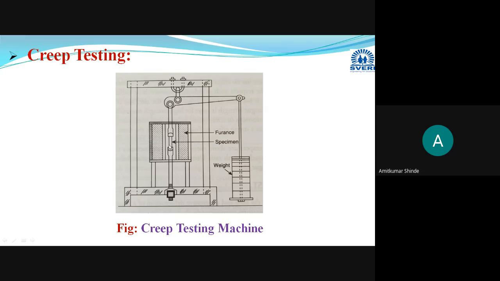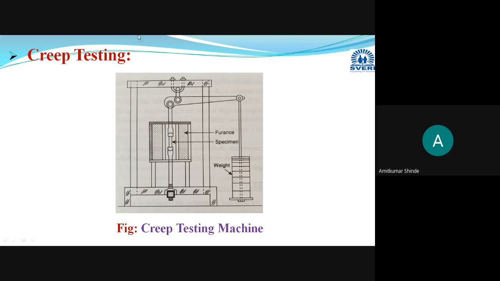Then on this specimen we are going to apply a constant stress. The creep test is conducted by keeping temperature and stress constant. This you have to remember. Sometimes they may ask you these questions in the objectives: which parameters are kept constant during the creep test, or while finding out the creep limit of a material? The stress value will be kept constant and the temperature value will be kept constant.